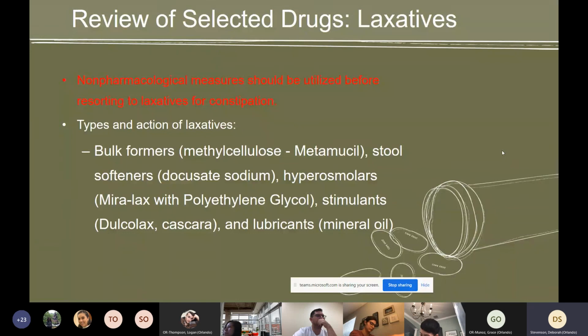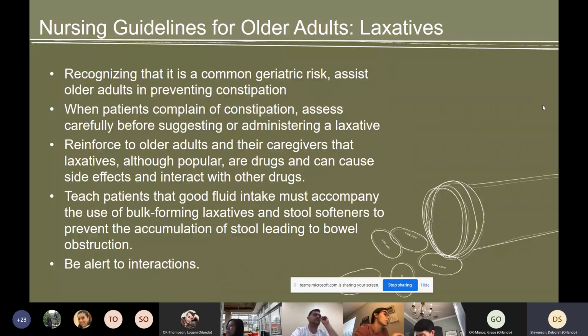Sometimes patients, older patients particularly, like to take mineral oil to help them have a bowel movement, but that mineral oil takes out a lot of the vitamins, and so they become vitamin depleted. So again, lots of different types of laxatives. It is a very common problem in the geriatric population.